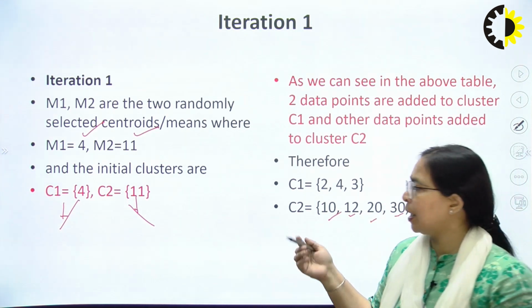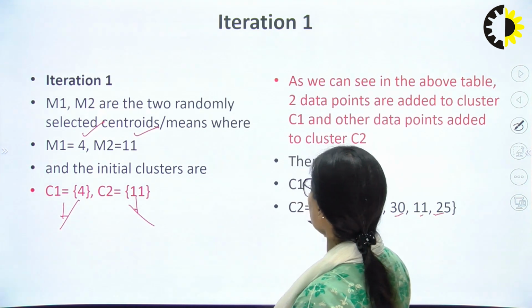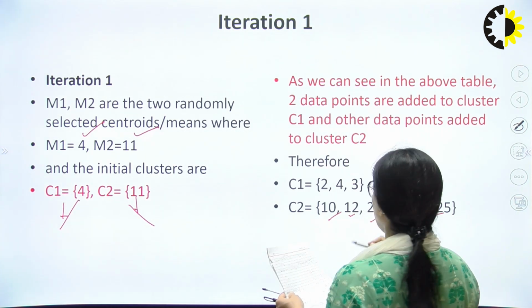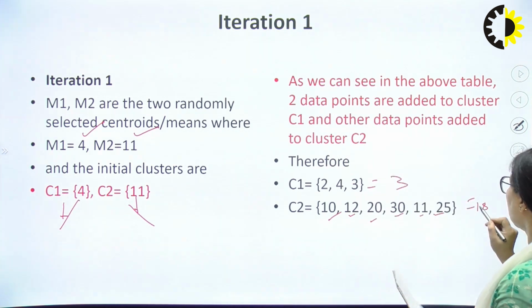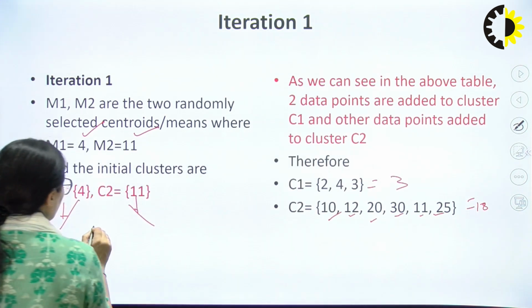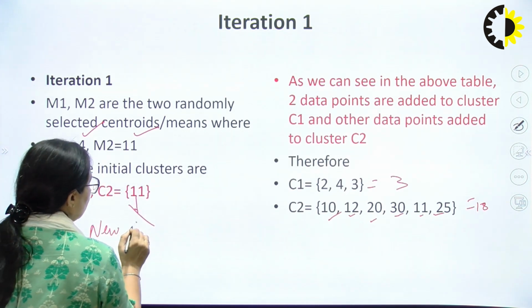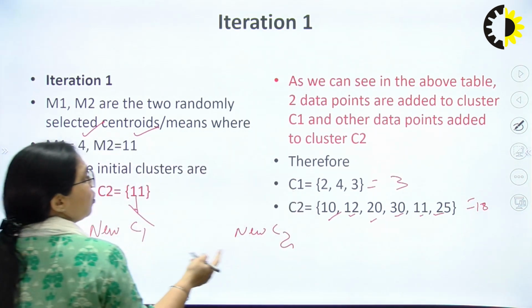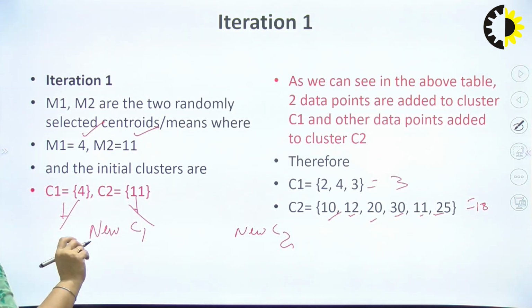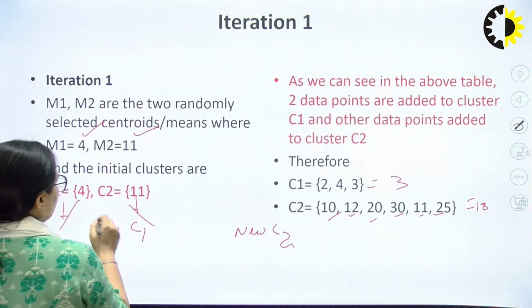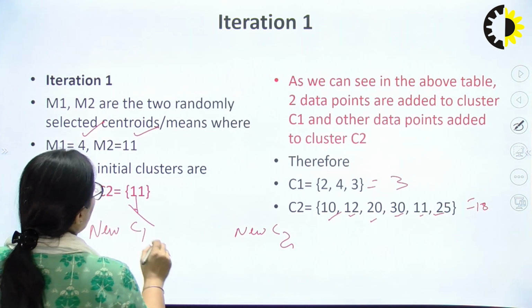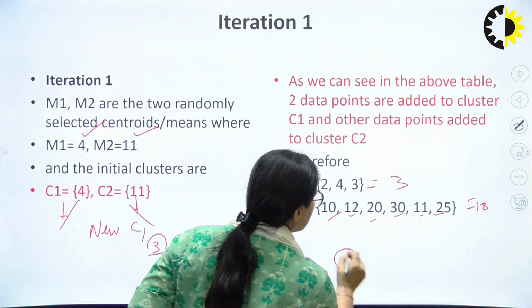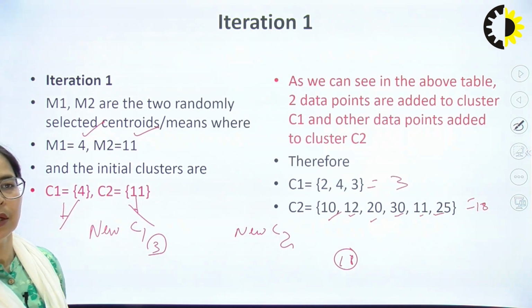What is the next step? Its average. Why do we find its average? We found its average to be how much? We found the average of this to be 3 and the average of this was found to be 18. So this is what is happening. What are we finding? We are finding the new C1 and C2. We started with a random number, so we cannot just keep that as the final C1, C2. So our new C1 and C2 are 3 and 18, right? This is the end result of my first iteration.